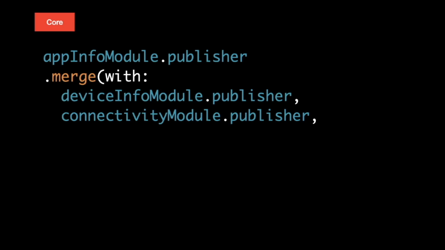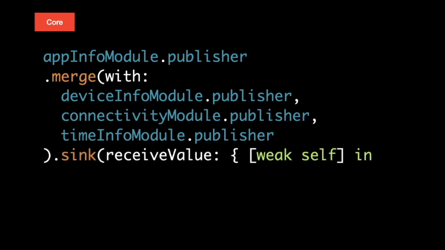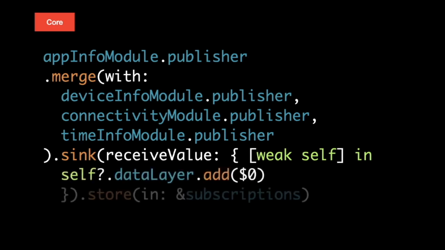And let's say sometime later down the line, we create a new module, and this module keeps track of time. We'll call this the time info module, and it has a publisher just like the other modules. So now, when we subscribe, the merge operator automatically interleaves these events. And then we can just call self.dataLayer.add, adding all of the data from the different publishers to one central object.